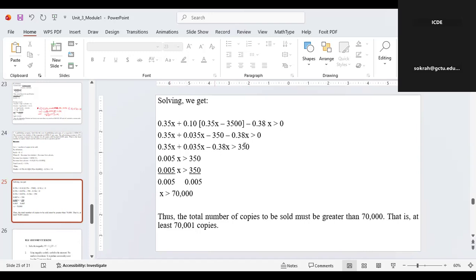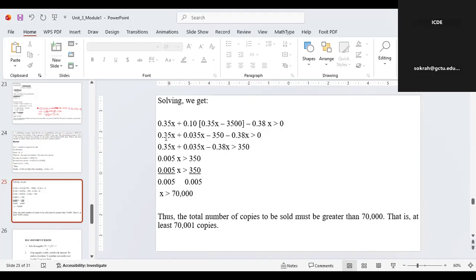Okay, so from here, we'll group like terms and solve for x. All those with x will stay on one side, and all those without x will stay on a different side of the inequality sign. So we keep all the x's on the left and take those without x's to the right side of the inequality sign. So that is what you see here.